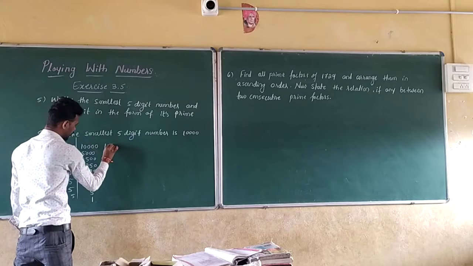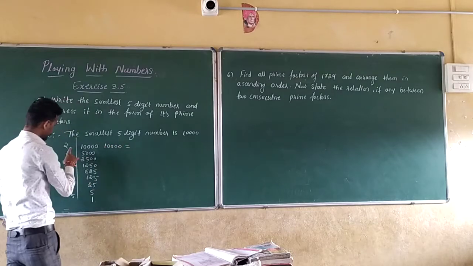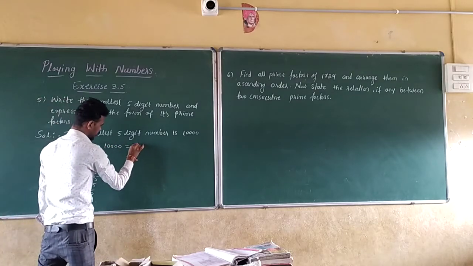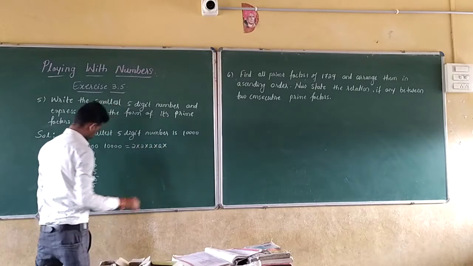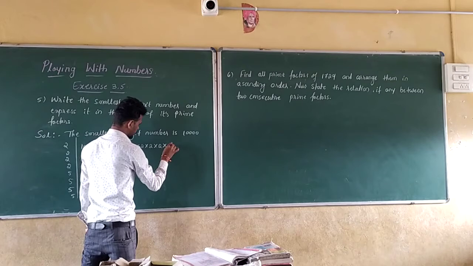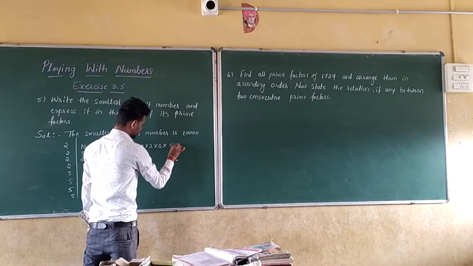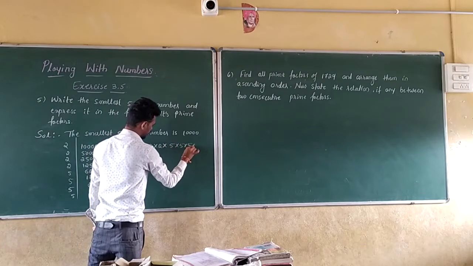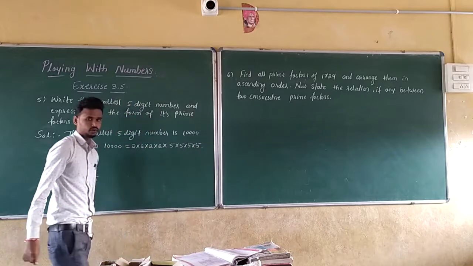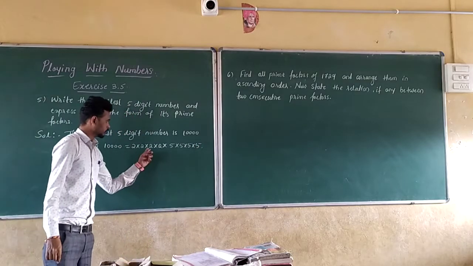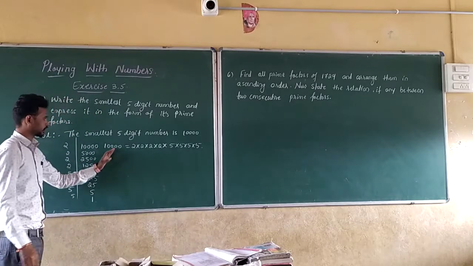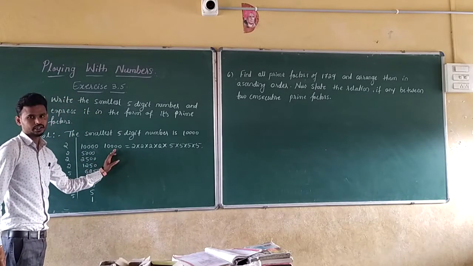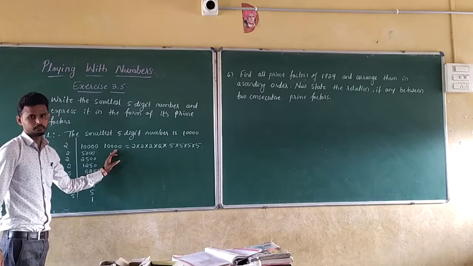Therefore, what are the prime factors of 10,000? 2 into 2 into 2 into 2. Next 5 4s. Sorry, 5 into 5 into 5 into 5. So 4 2s and 4 5s. So these are the prime factors of 10,000, the smallest 5-digit number.